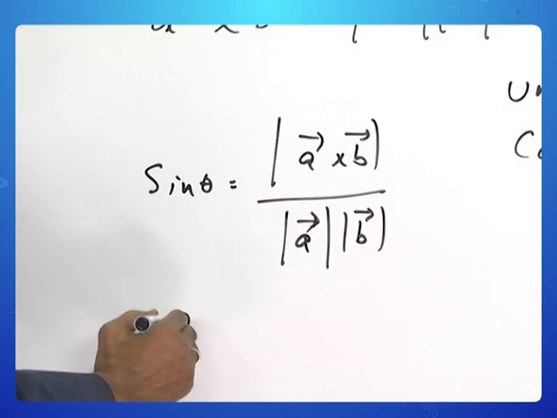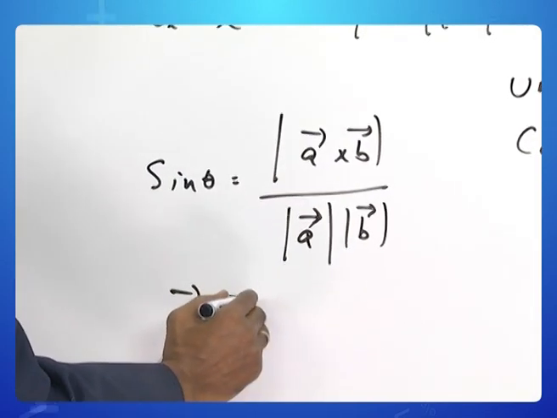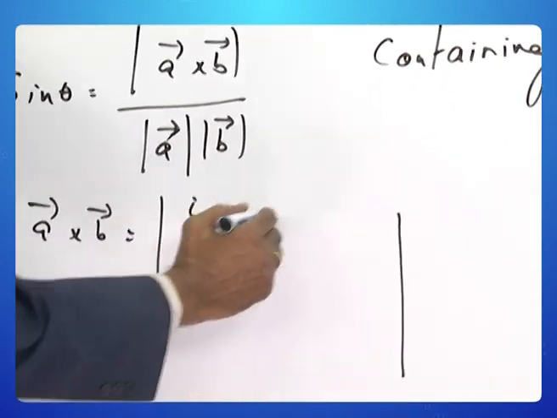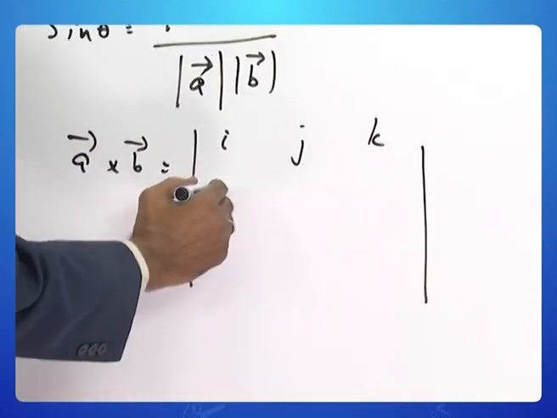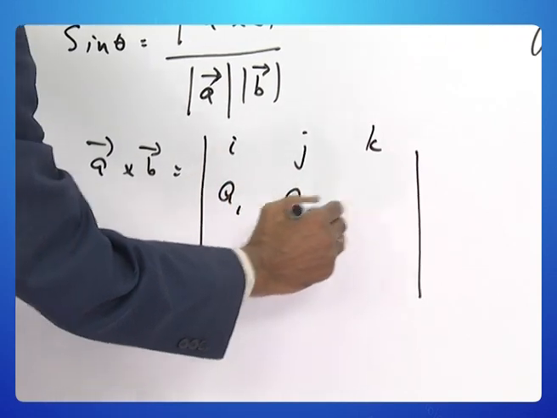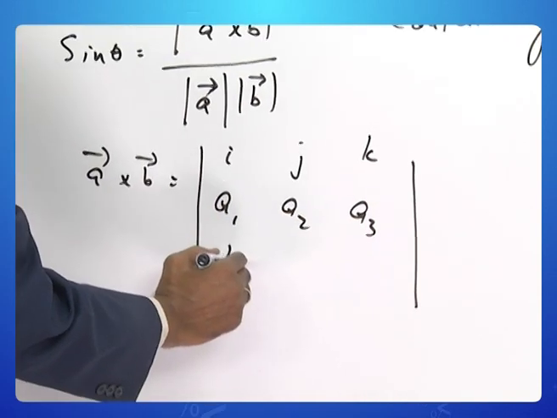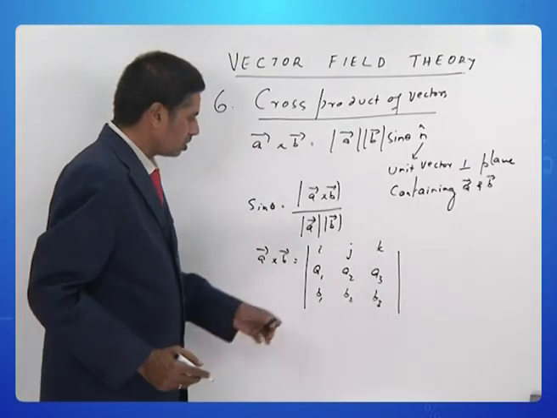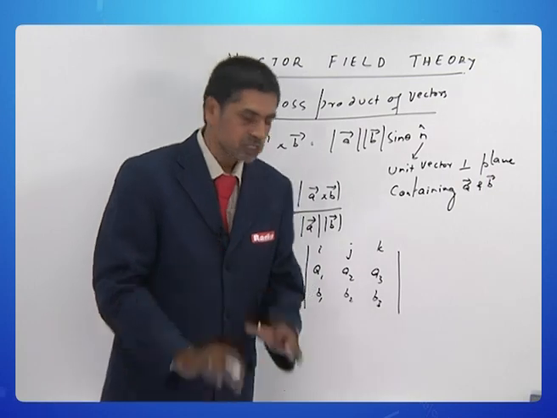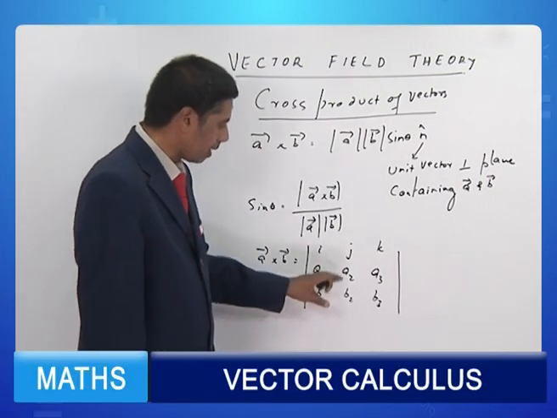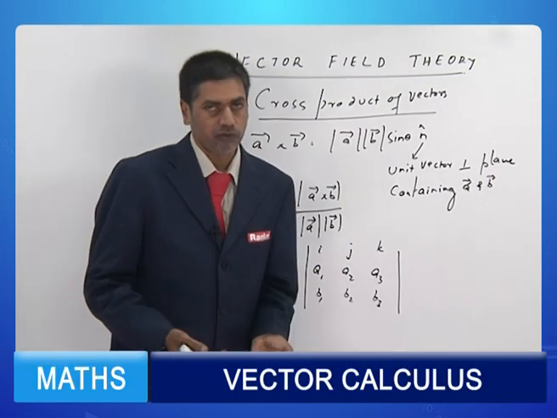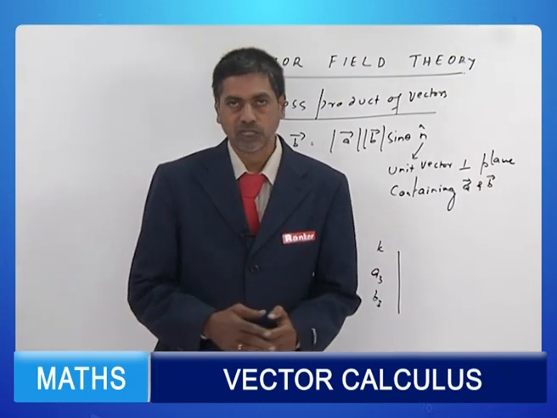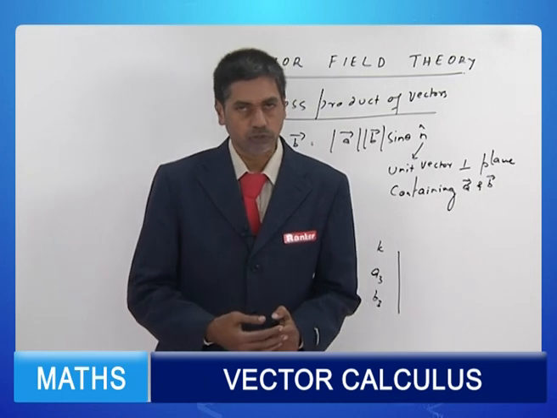And A cross B itself for Cartesian vectors can be computed through a determinant with rows i j k, a1 a2 a3, b1 b2 b3. Obviously, when A and B become parallel vectors, then these two rows become parallel and therefore the determinant will vanish. So A cross B will be 0 whenever A and B are parallel vectors. Otherwise, you always get an output.